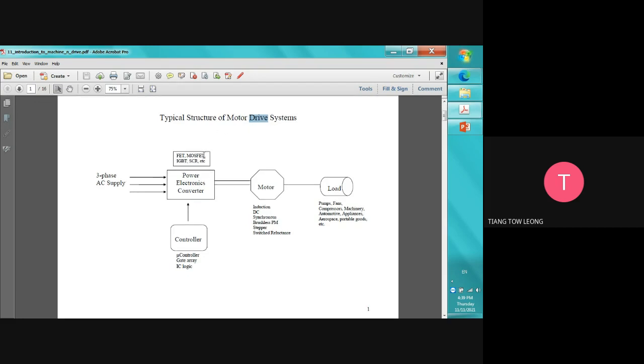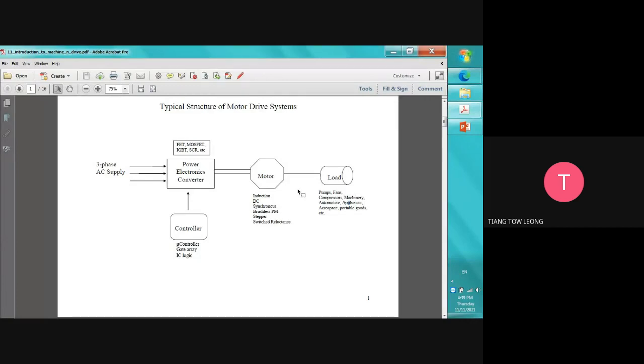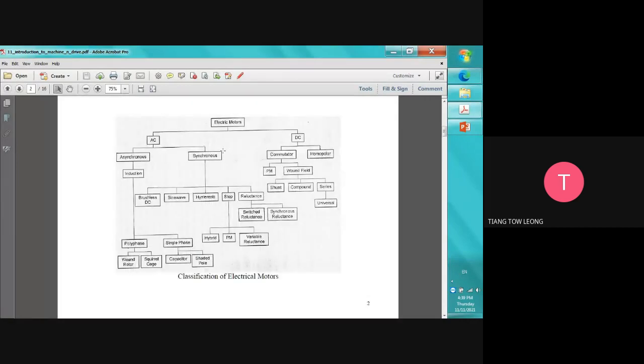So, for example, now we have a motor, an induction motor. Then we need to drive it by using a power electronic converter, like MOSFET, IGBT, FET, SCR. Then we also have a microcontroller, a gate array or IC logic. And then to do what? To use the motor to drive a pump, fan, compressor, machinery, automotive appliances, something like this. And then this is the full map. Not really very full, it's a partial map.